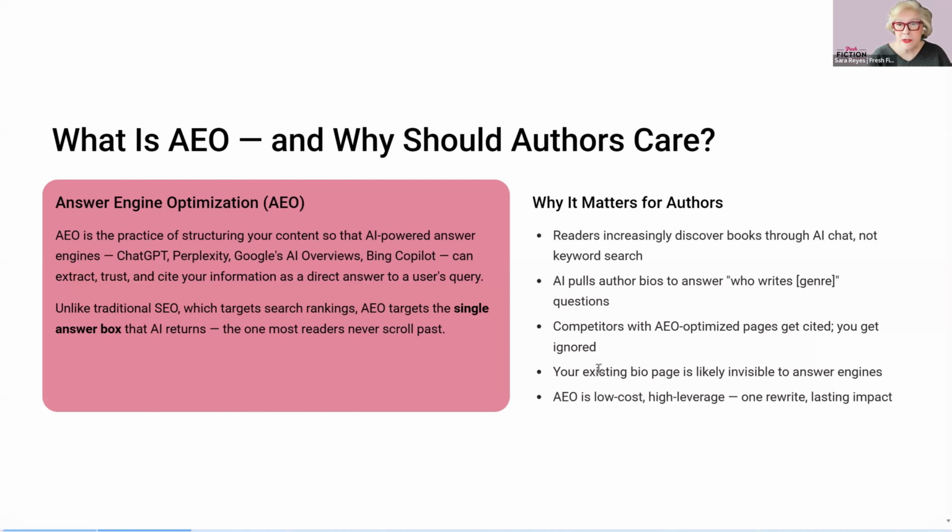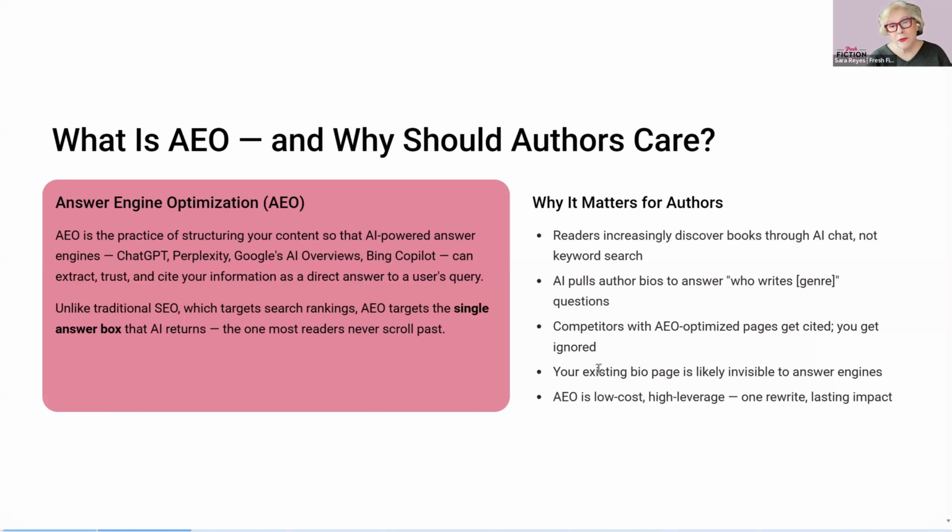They've got Rufus, which is an AI model, and this is what they're using to pull the information. So it searches the bios to answer the question of who writes whatever the genre question is, or who writes different series, or who writes a trope, or all those different kinds of things. And what you need to worry about is your competitors that have AEO optimized pages are going to get cited and you're going to be ignored.